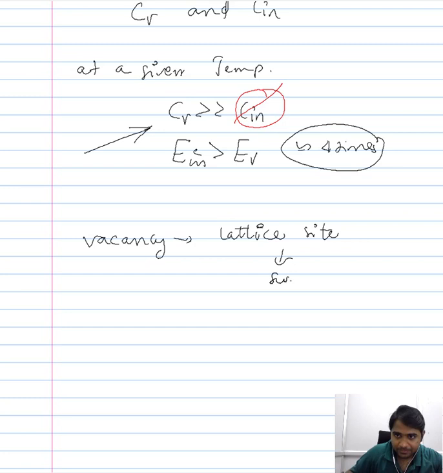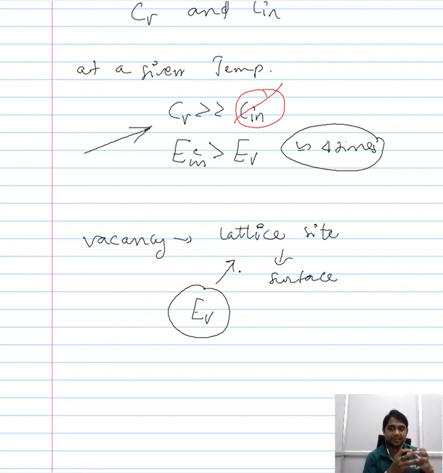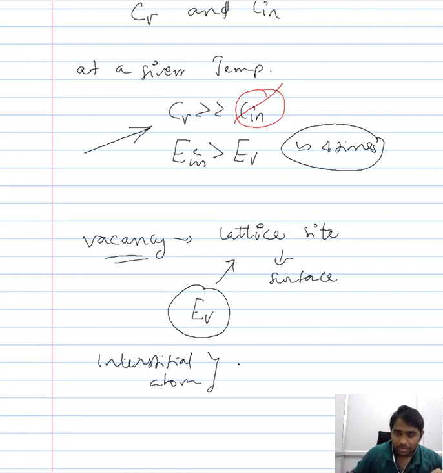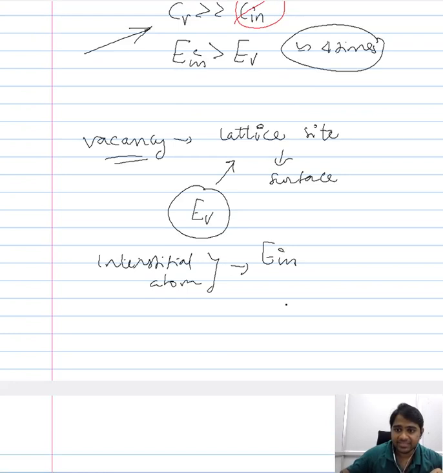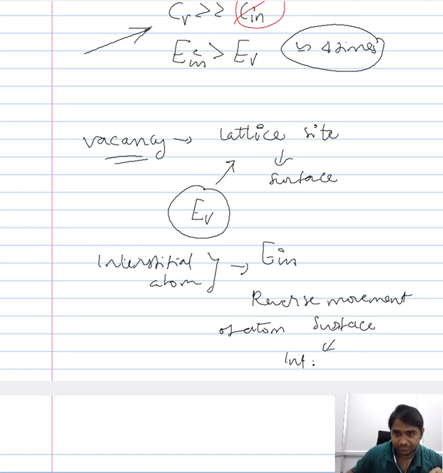to the surface. So the energy for the formation of a vacancy is calculated by considering the movement of the atom from the lattice site to the surface. That is how we define vacancies. And the energy required for the formation of the interstitial atom, we define by considering the reverse movement of an atom from the surface to an interstitial position.